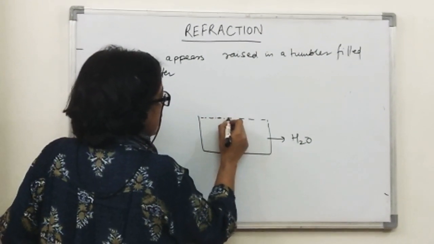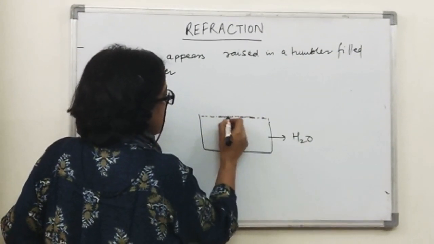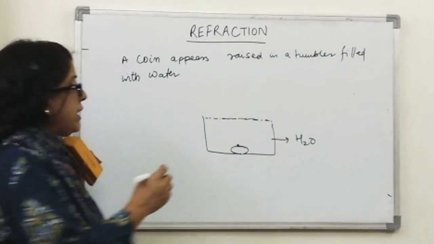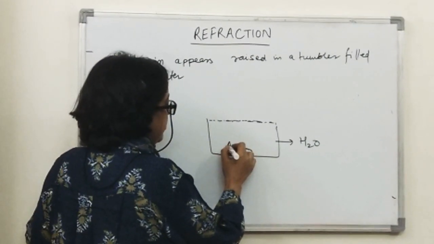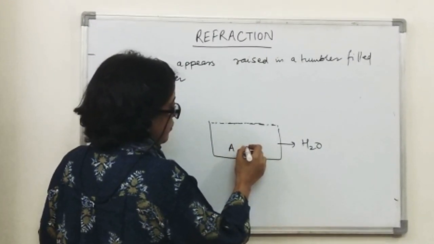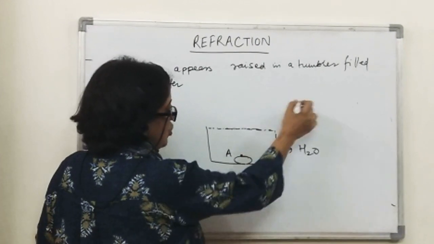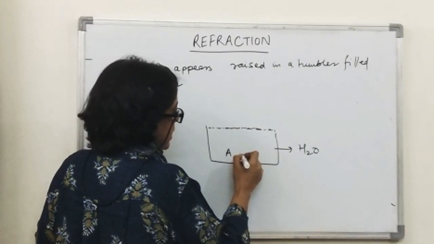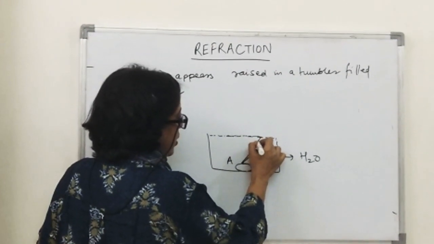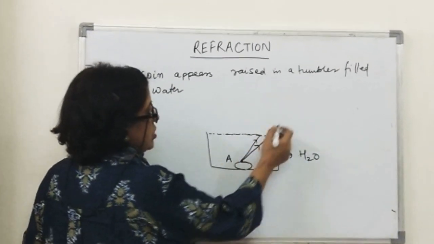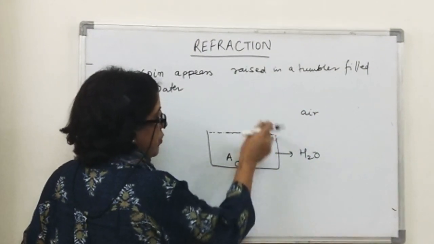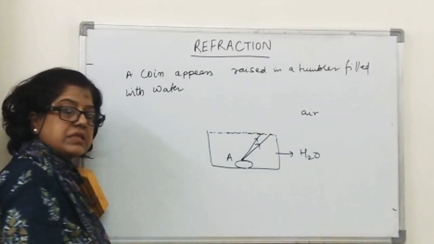Let's say this is a coin, and I'm taking a point A here. Now, this is a tumbler which is filled with water, we are assuming. Let me label this point as A. I am drawing two rays passing from this point A to the observer. Let me draw two incident rays. This is the first one and this is the second one. Now, as the rays reach this water-air interface, this is air outside, obviously the rays will bend.